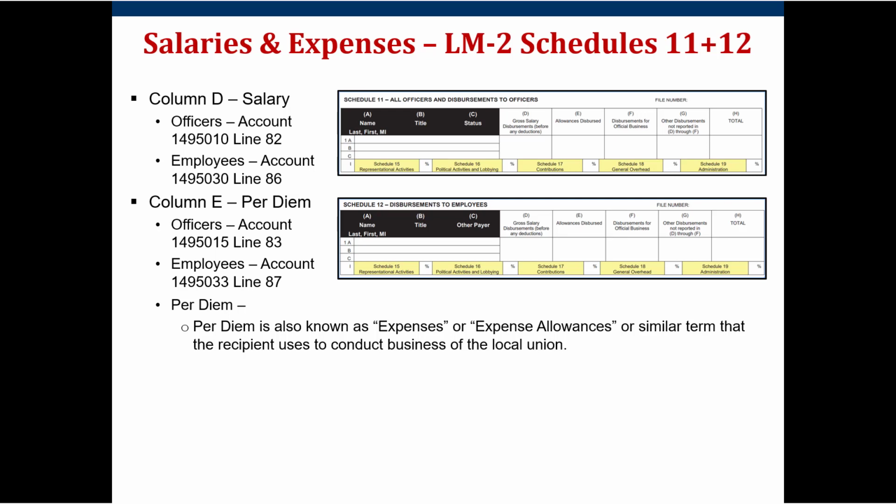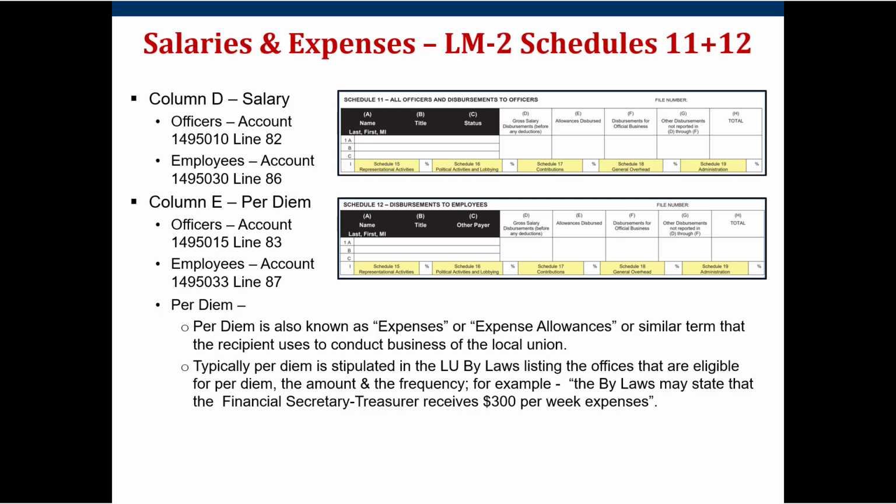Typically, per diem is stipulated in the bylaws, listing the offices that are eligible to receive per diem, the amount, and the frequency. For example, the bylaws may state that the financial secretary-treasurer receives $300 per week expenses.